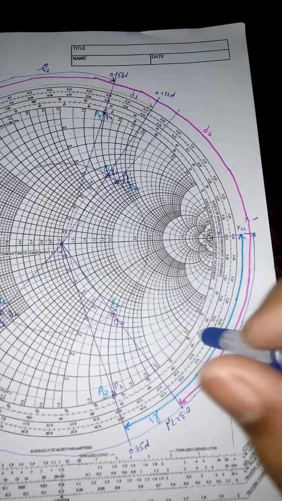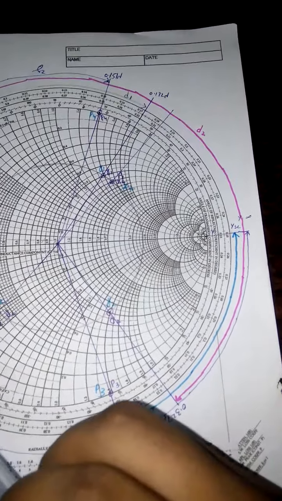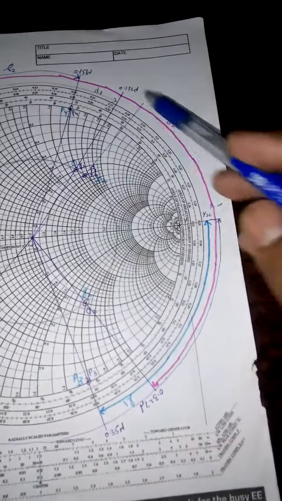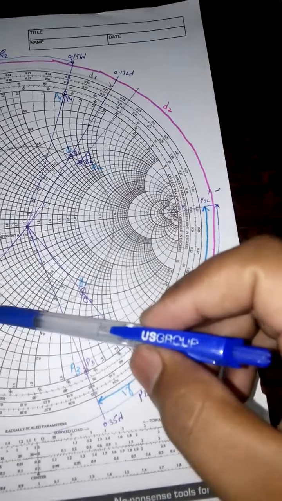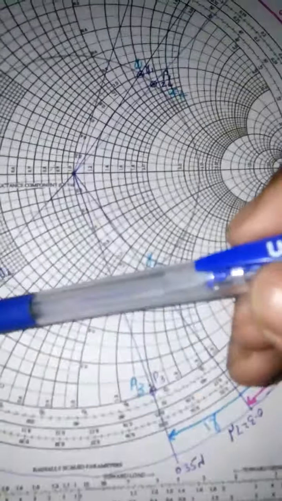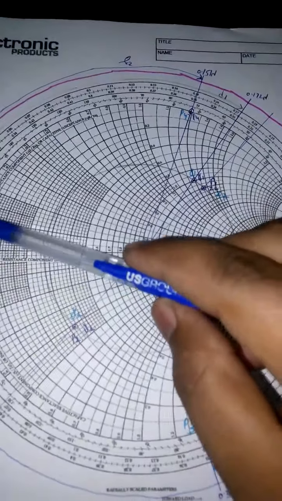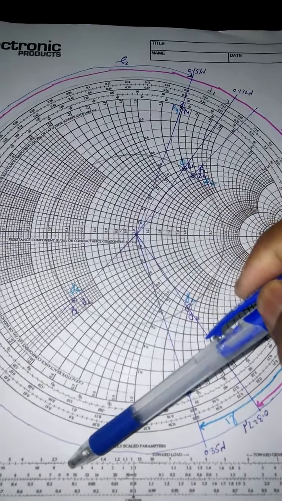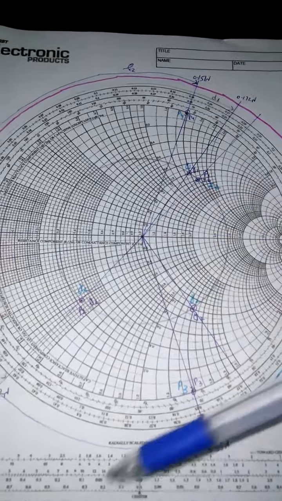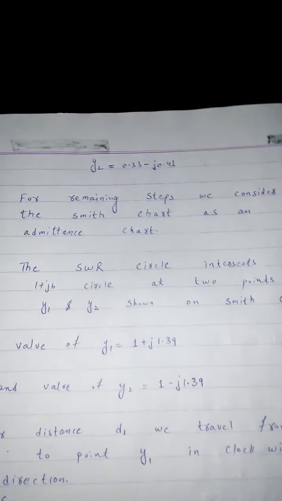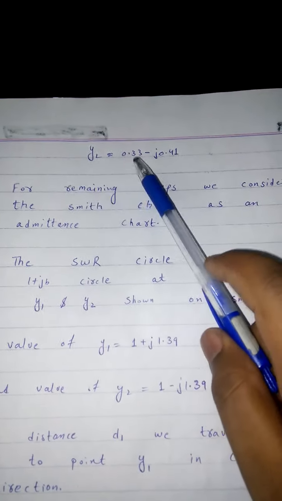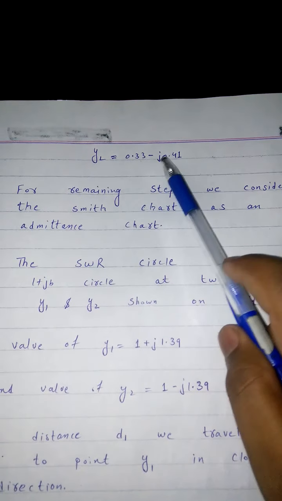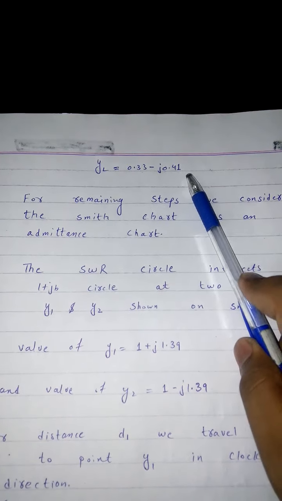We can also calculate our length in terms of lambda. Here is the wavelength towards generator when we move in the clockwise direction, and when we move in the anti-clockwise direction, wavelength towards load. First of all we have to calculate from the Smith chart. We can calculate our admittance. We have calculated that YL is equal to 0.33 minus j0.41.